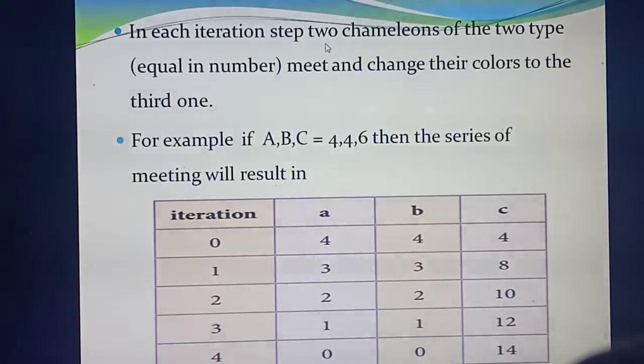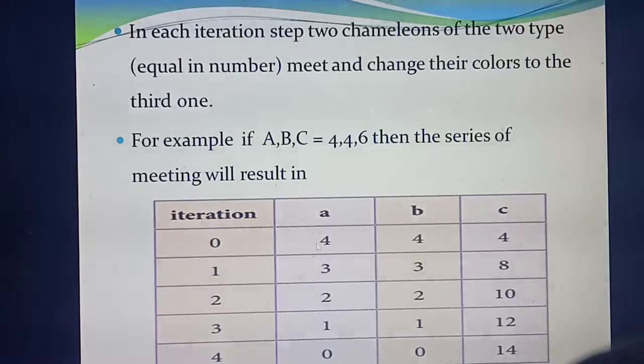Understood? Okay. So listen. For example, they are giving the values of A, B and C. The value of A is 4, the value of B is 4, and the value of C is 6. How do you draw this tabular column? I am telling one easy step. First you need to add these numbers. Add 4 plus 4, 8. 8 plus 6, 14.